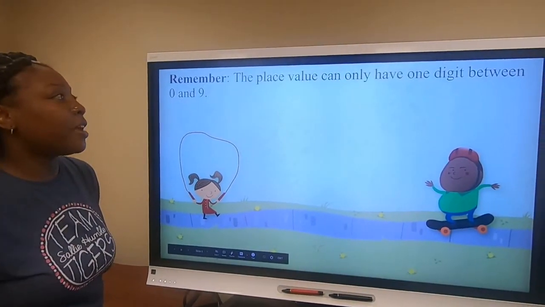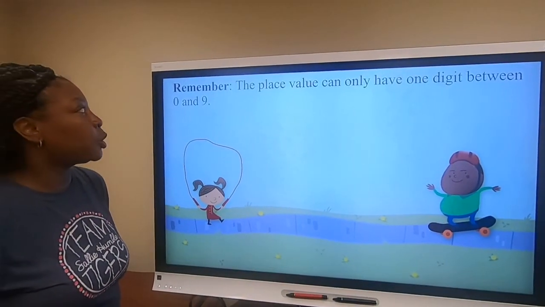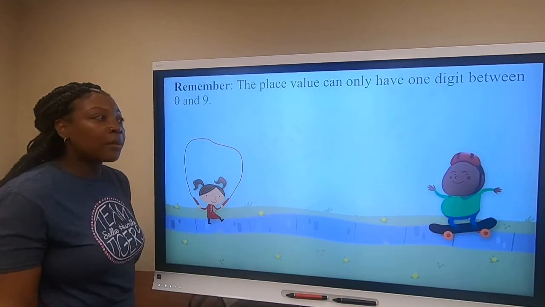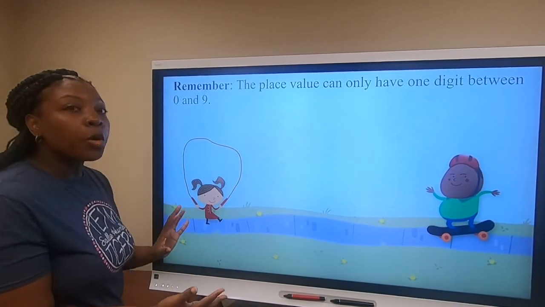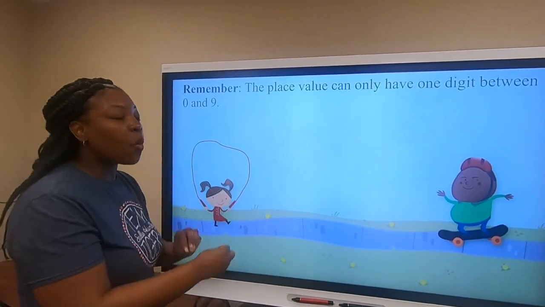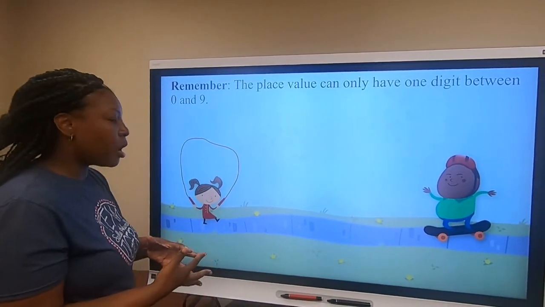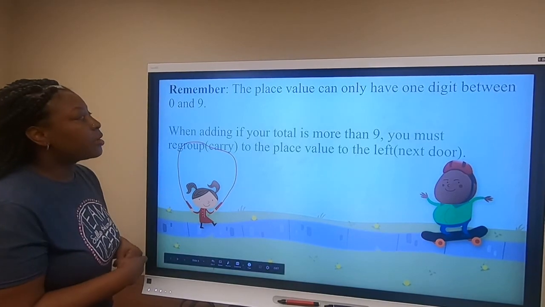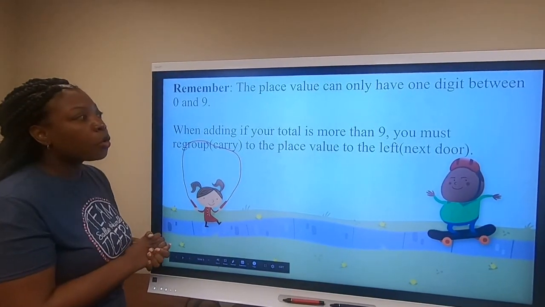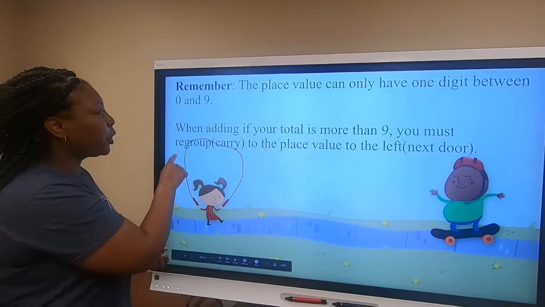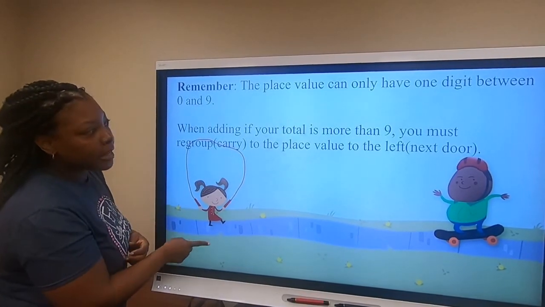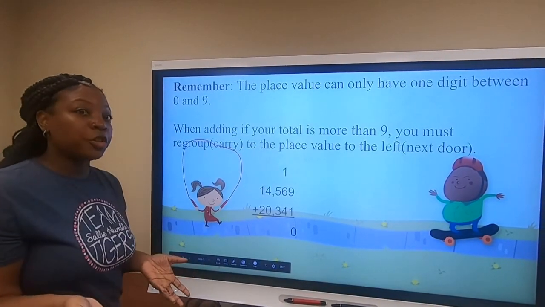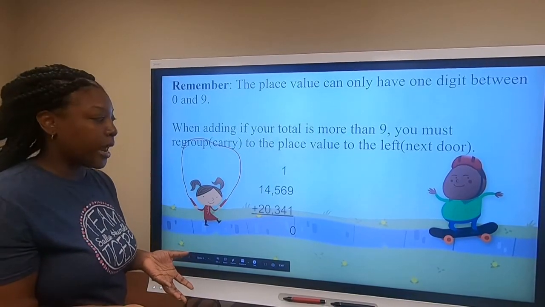Remember, the place value can only have 1 digit between 0 and 9. Just like Miss Wilson said, if my total is 10, I cannot have the 1 and the 0 in the ones place. That 1 needs to be in the tens place. So that means when you're adding, if your total is more than 9, you must regroup or carry to the place value to the left. Or as some of your teachers say, your next door neighbor.